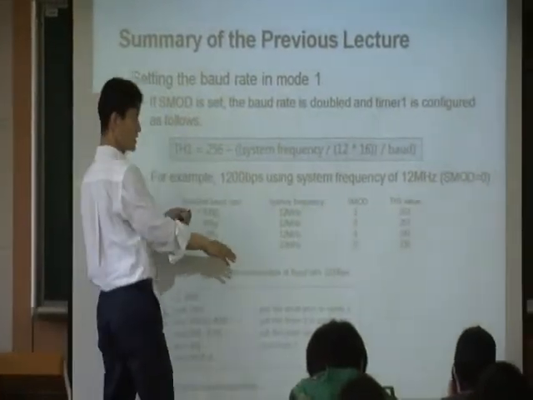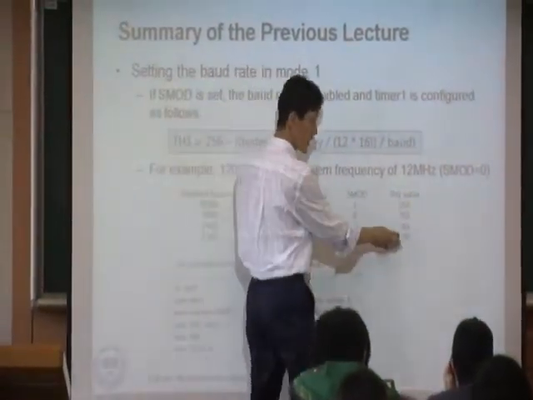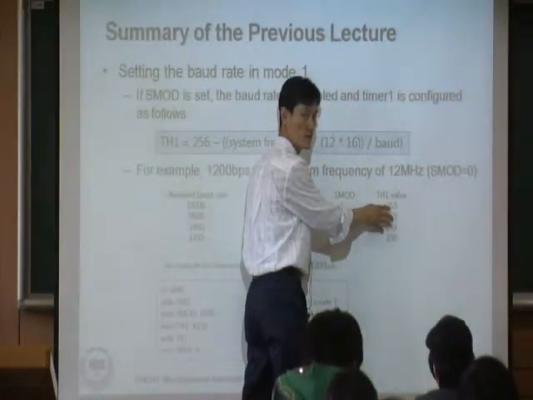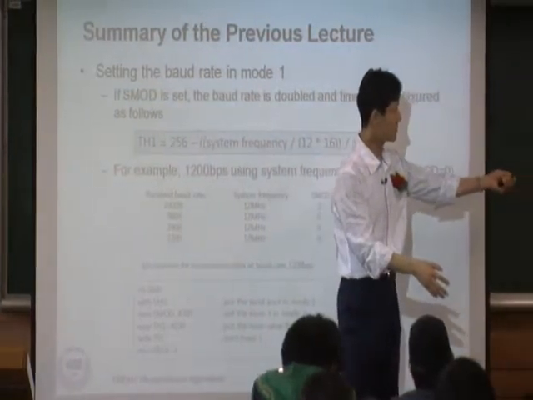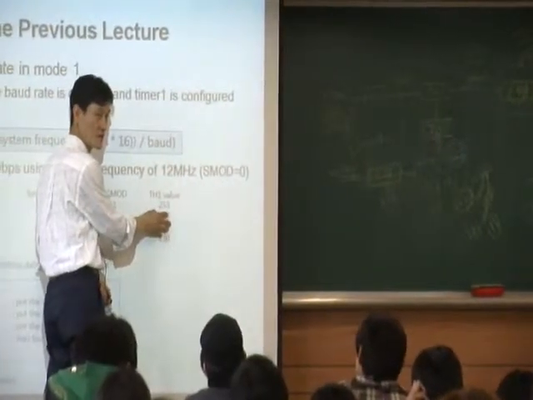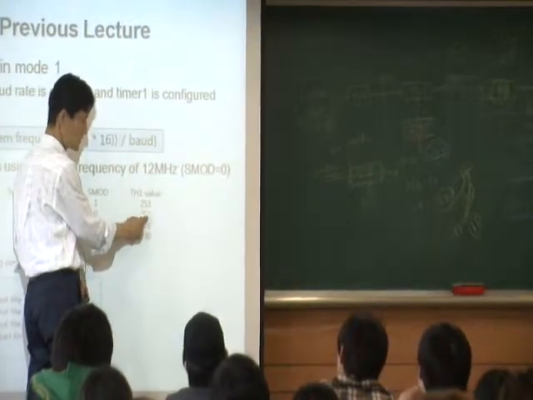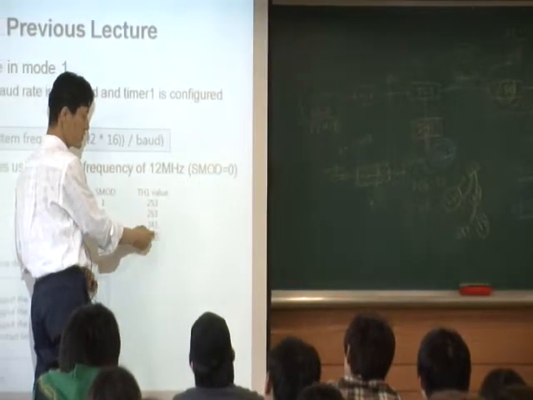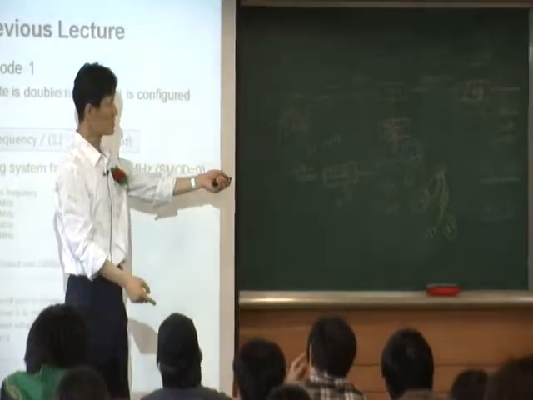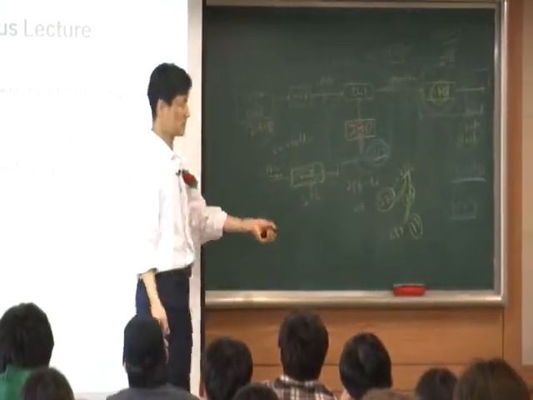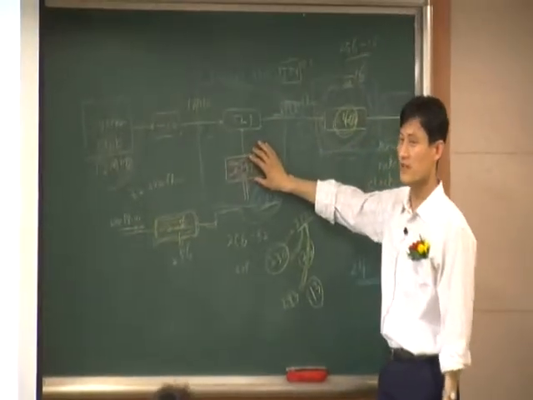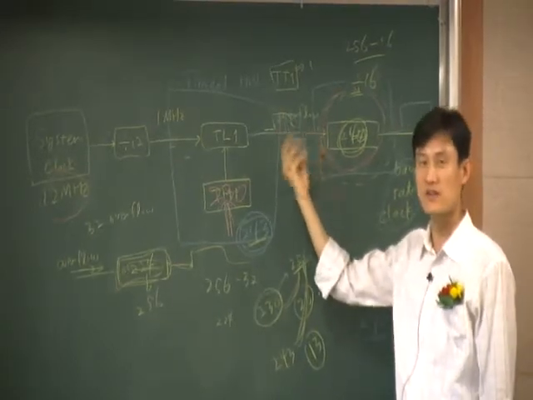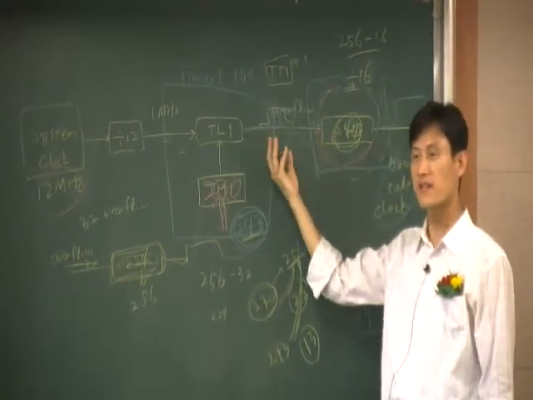So far, what this table basically shows you is that if you change this value, which is the timer initial value, let's say you increase this value, 230, 243, 253, then what happens? When you increase the timer initial value, you're going to have an overflow a little bit faster. You get the overflow faster than before.